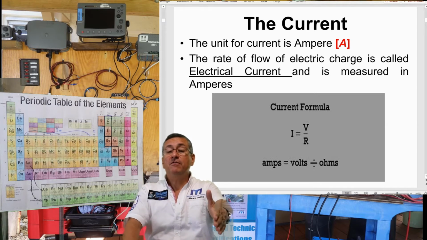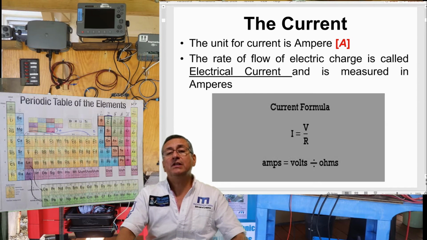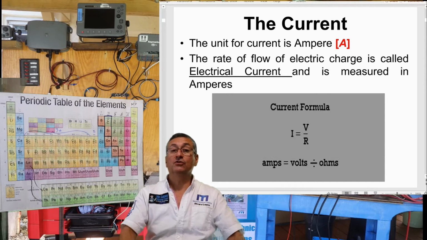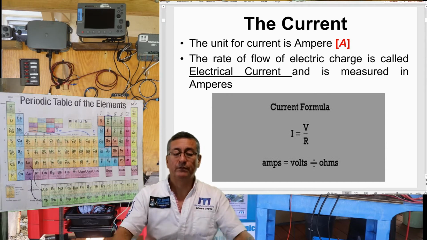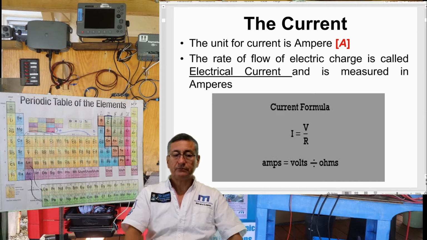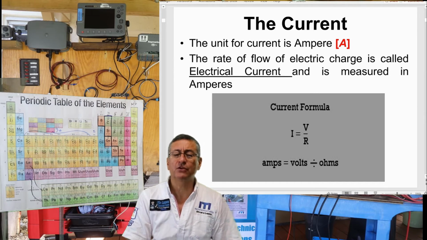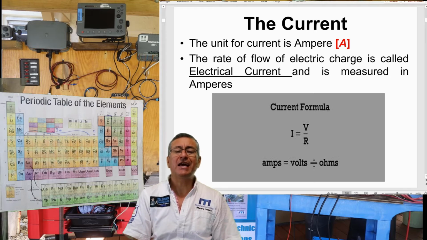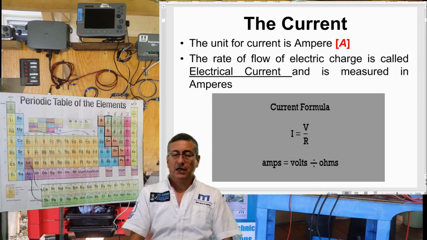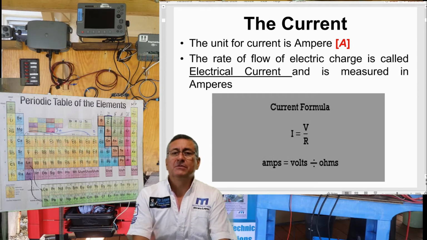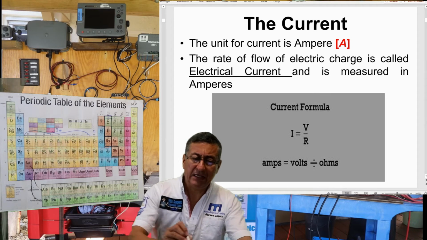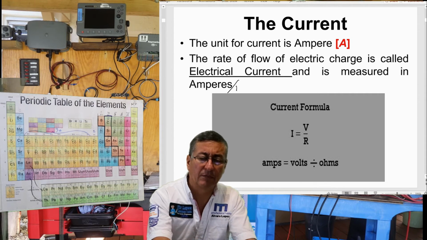Alright, I explained before, what is the unit of electricity? Amps. Amps per hour, because it's the flow. The rate of flow of electric charge is electrical current and is measured in amps per hour. Normally this is amps per hour.